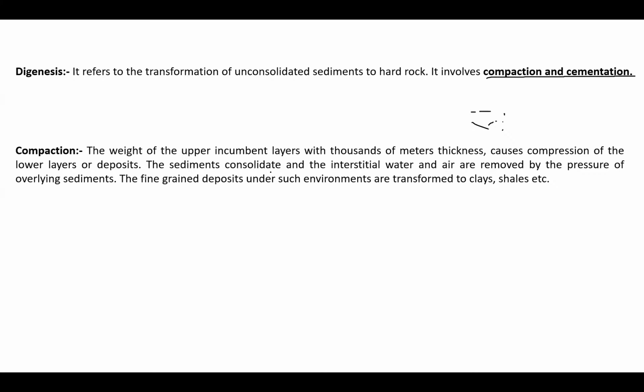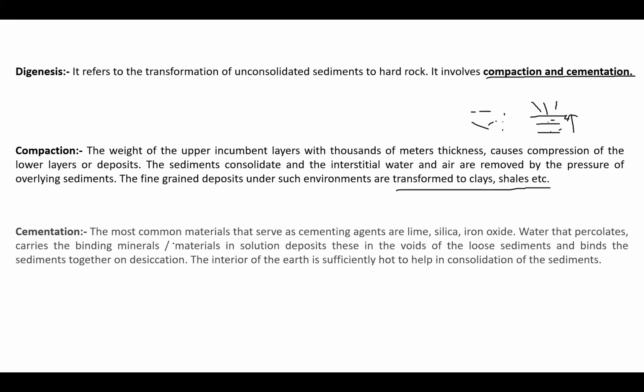The lower layers are deposition. The sediment is consolidated and interstitial water and air are removed due to the heavy pressure. Due to the heavy pressure between the sediments, what happened? The fine grained deposits in such an environment are transformed to clay or shales. The water is removed due to the heavy pressure from the upper layer. Whatever air or water is there in the lower deposits will be removed by the pressure of the upper layers. So it forms some clays or shales. Shale is one rock we'll discuss in further classes. So like that, compaction will happen.